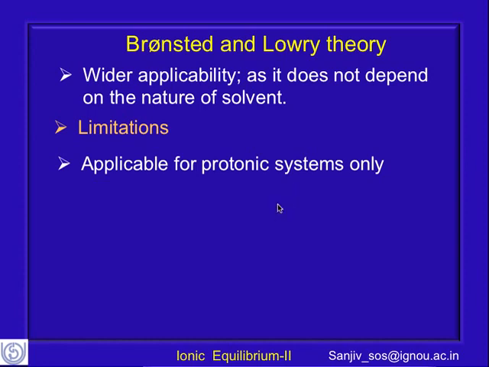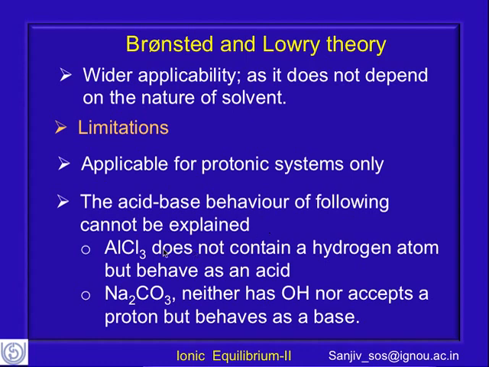Okay, so let's look at some examples. We know that AlCl3, aluminum trichloride, is an acid. It shows acidic behavior, but it doesn't have a hydrogen atom. Since it doesn't have a hydrogen atom, according to Bronsted-Lowry theory it cannot act as an acid, because it cannot donate an H+.